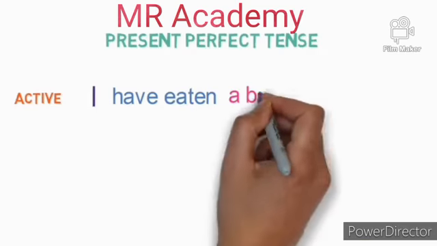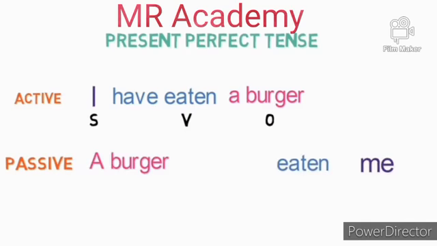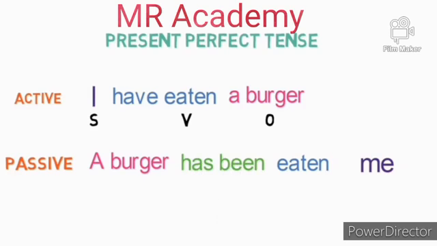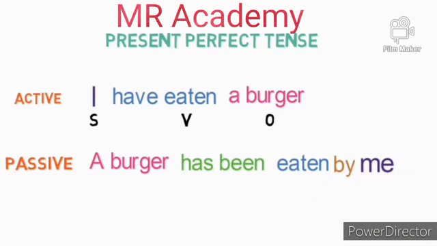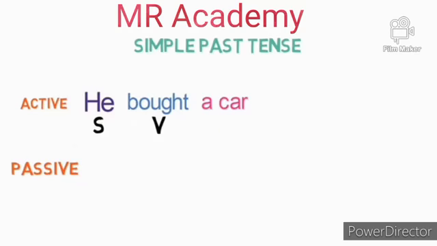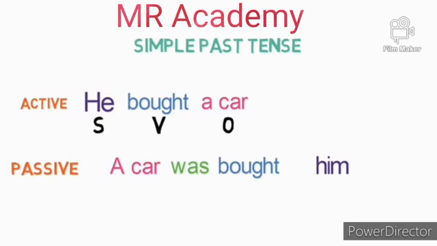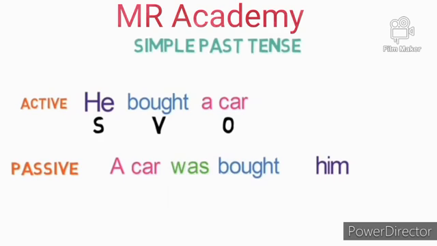Next example on perfect tenses. I have eaten a burger. Remember, have, has, had should be converted to been plus V3, right? So here, a burger has been eaten by me. Next, under V2 form, he bought a car. But V2 form, right? You have to change as was or were plus V3. So here the sentence is converted to a car was bought by him.